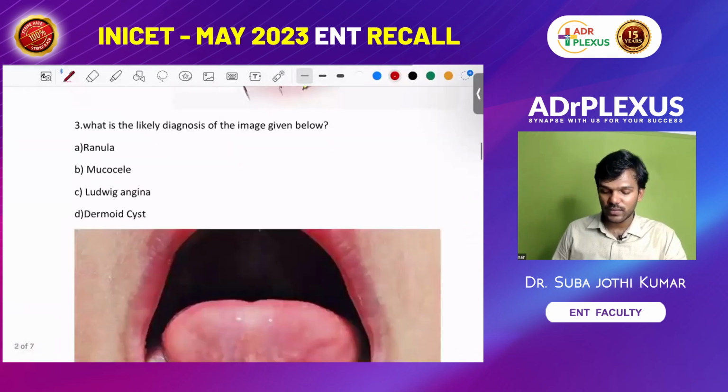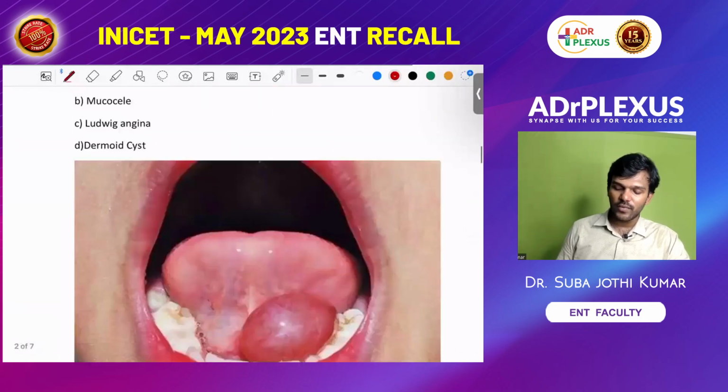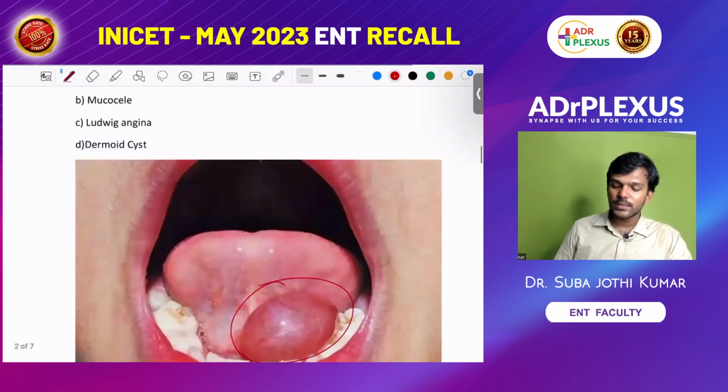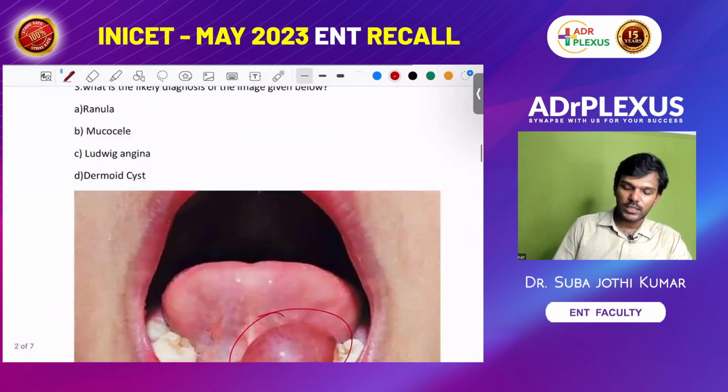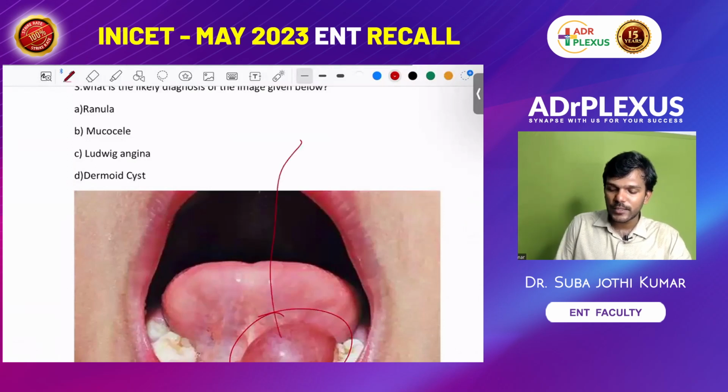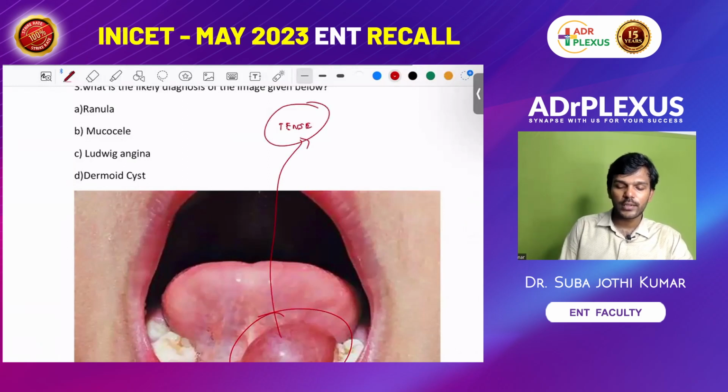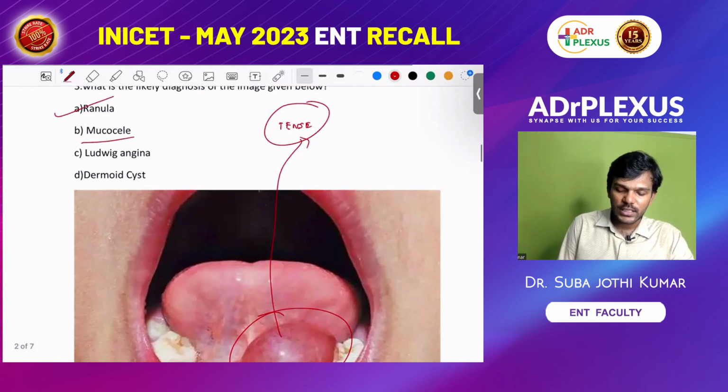What is the diagnosis with the image given? It's an easy question where you could see some tense projection. See, it's not a fluffy projection, it's a tense projection. If it's a tense projection, it's nothing but a ranula. Okay, so a mucocele is a retention cyst, so it will not be so tense.